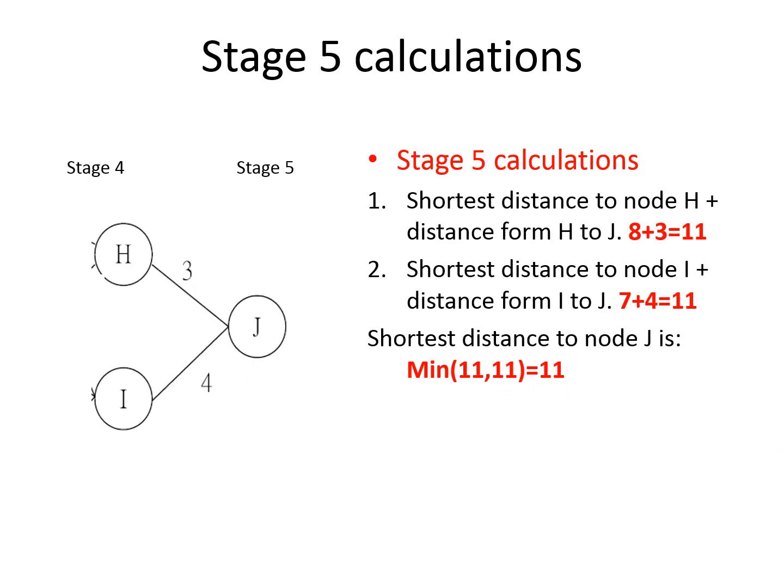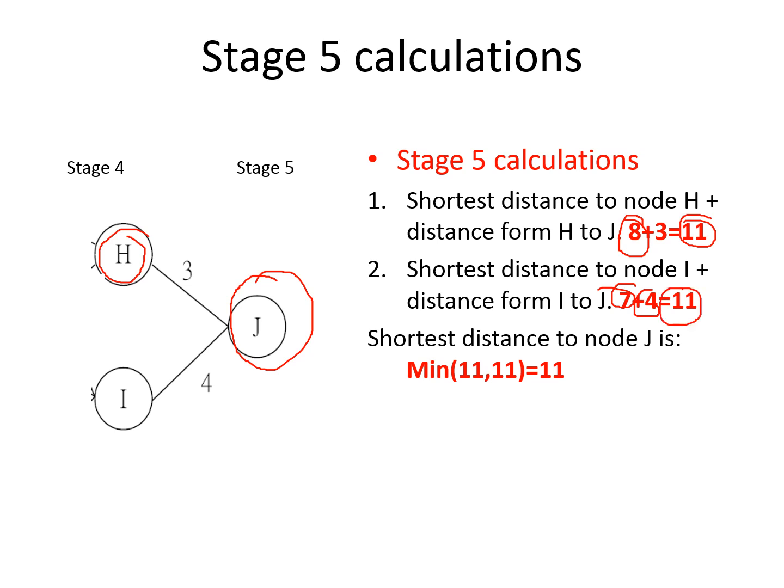Now we go to the last sub-problem, which is going from stage 4 to stage 5, and in this case stage 5 has only a single state. So how do you get to J? We get to J either from H or from I. So the distance to get to J is the shortest distance to get to H, which is taken from the previous sub-problem solution, which was 8, plus the distance from H to J, which is 3, and thus the answer is 11. And then the shortest distance to get to I is 7, plus the distance from I to J is 4, and then the total answer is 11.